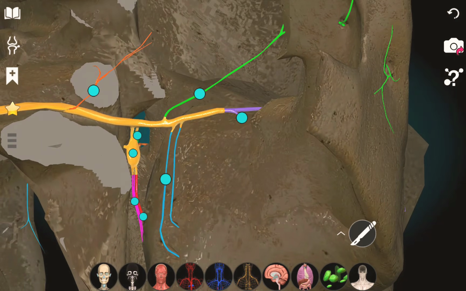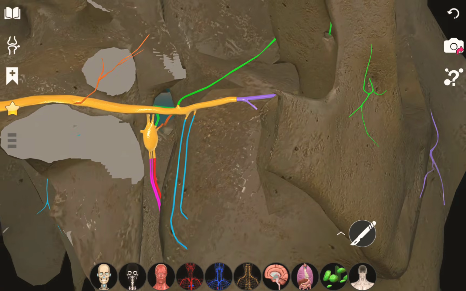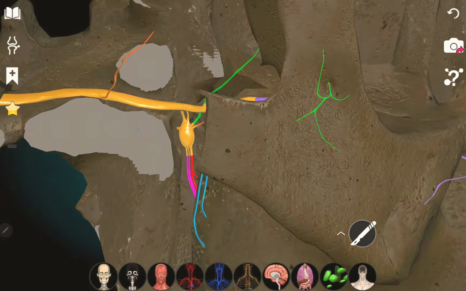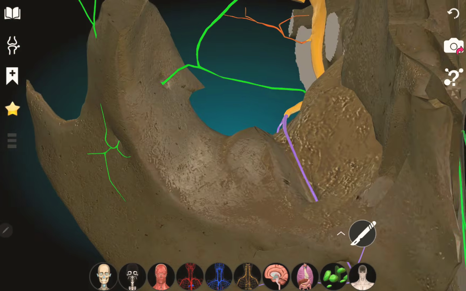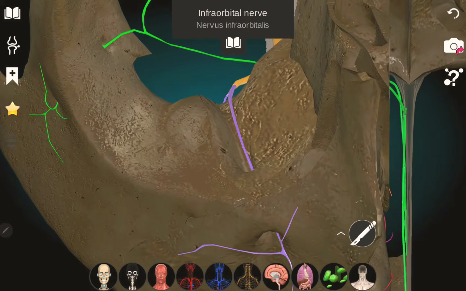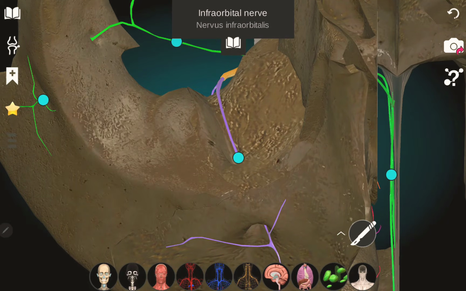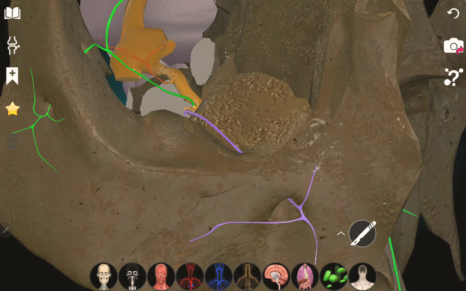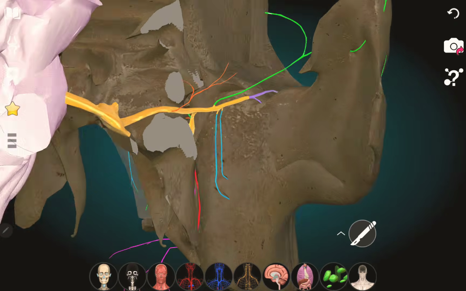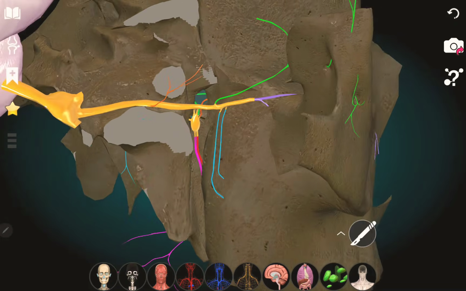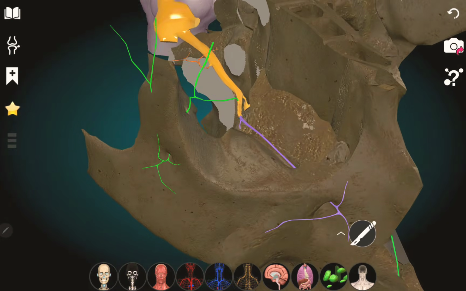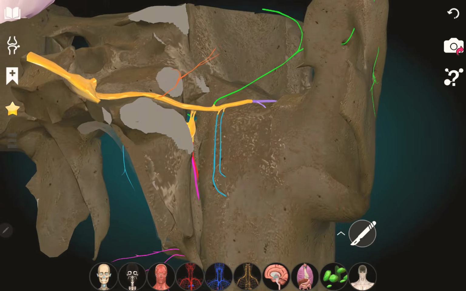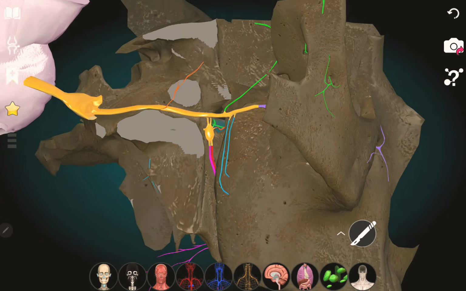Now it also gives off branches in the infraorbital canal. You can see the infraorbital nerve on the face, as well as the MSA and ASA. So these are the branches of the maxillary nerve, which is a branch of the trigeminal nerve.